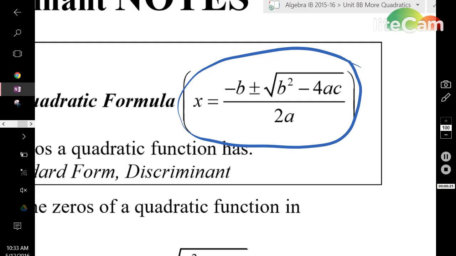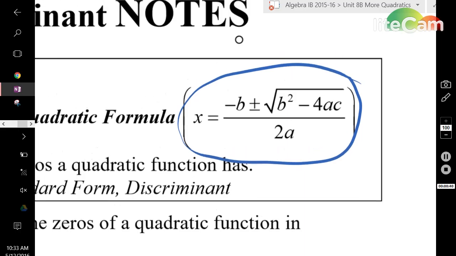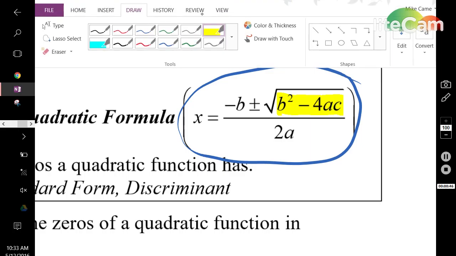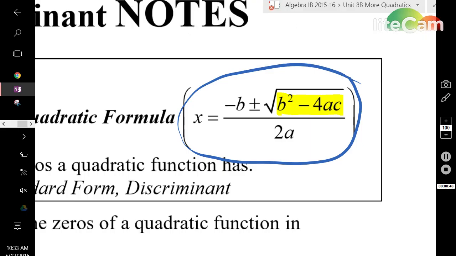We talked about factor by grouping already in this unit, and you can factor some quadratic functions to get the zeros, but you can't factor all of them. This quadratic formula you can use for any quadratic function. Okay, the part that's inside the radical here, b squared minus 4ac, is called the discriminant. We're going to talk more about that and what it does for us within a problem.